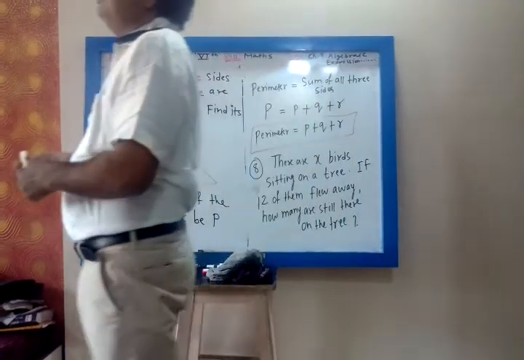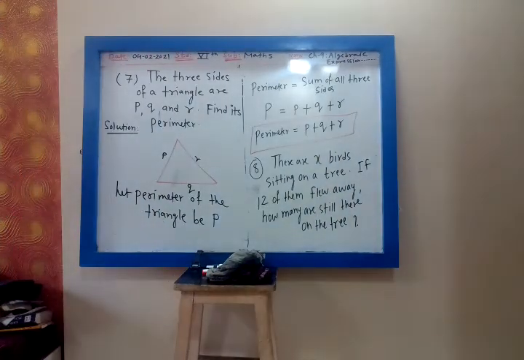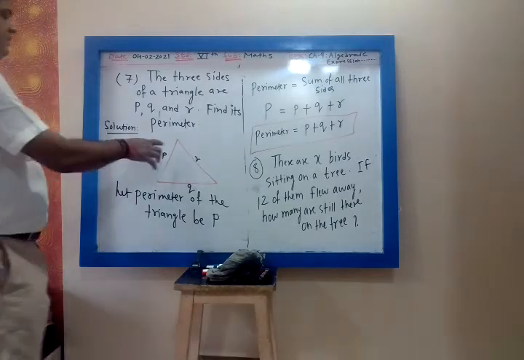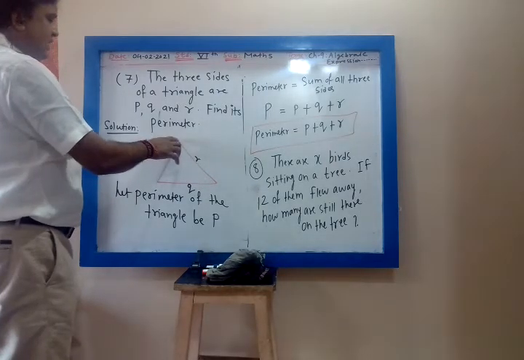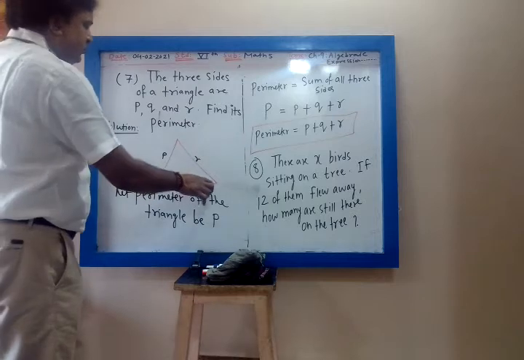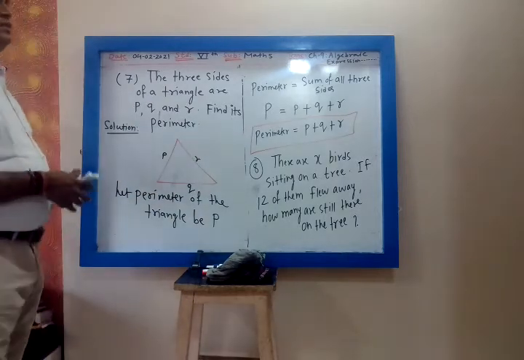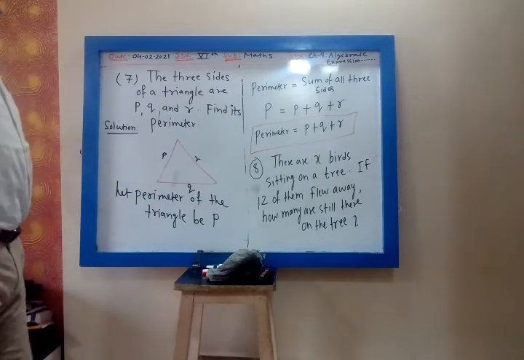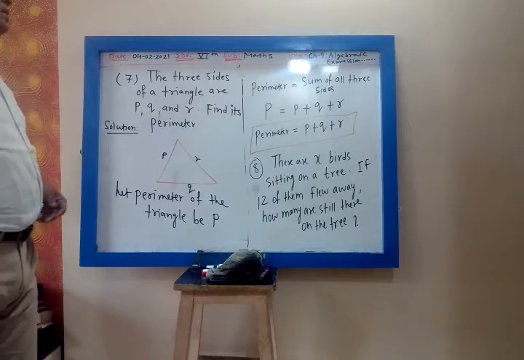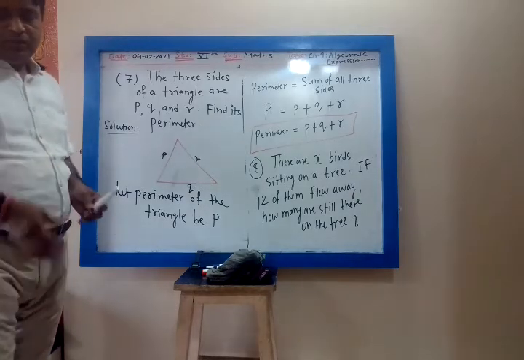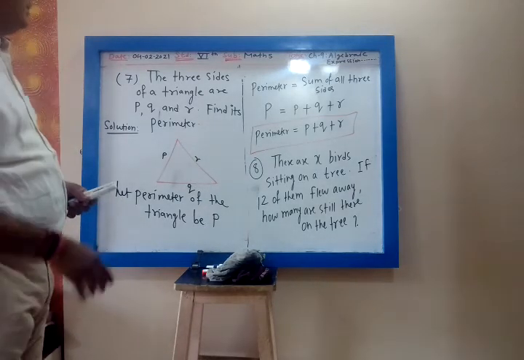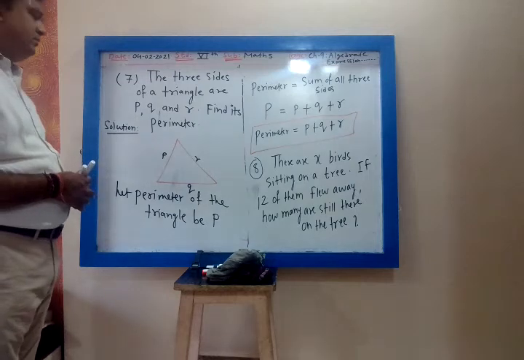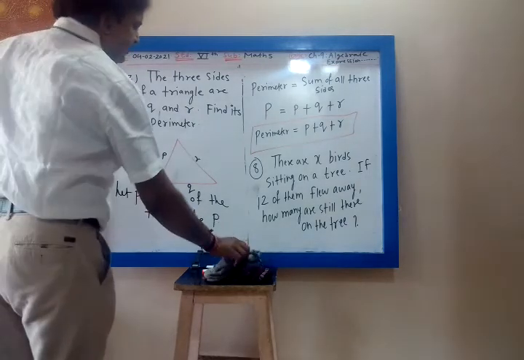I will give time. So the perimeter of a triangle is the sum of all the three sides. So the first side is P plus Q plus R. So P plus Q plus R will give you the perimeter of the triangle. That is P plus Q plus R.